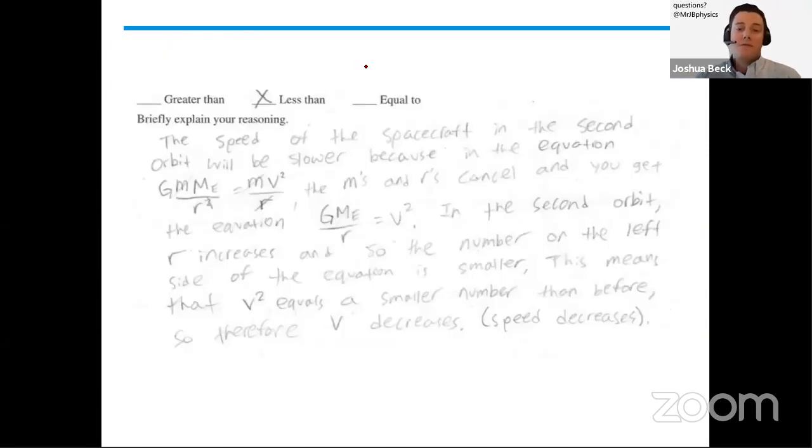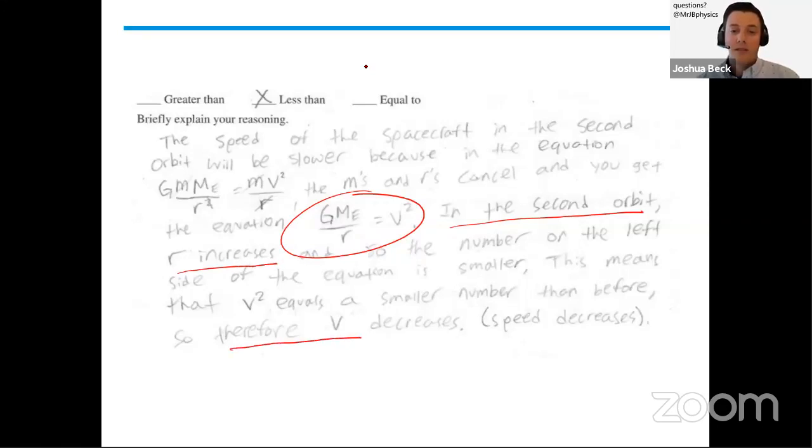So here are some student samples. The student sample has this relationship, and then they said in the second orbit, r will increase. Therefore, v will decrease. Now, this is a great explanation. The reason why I circled and underlined these parts is this explanation could be answered a little bit more efficiently. It can be done in a sentence or 2. So they could have started with this equation and then written the underlined parts here: in the second orbit, r increases, therefore v decreases. So you can keep things concise and to the point.